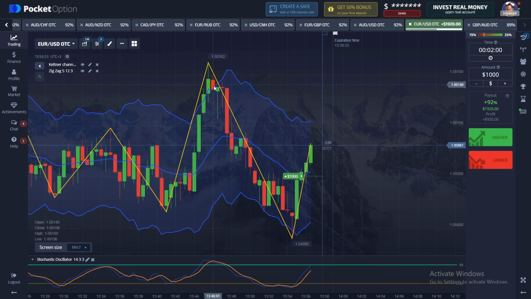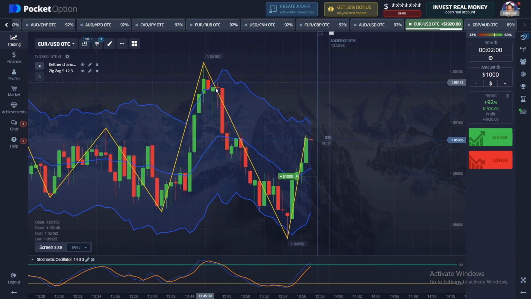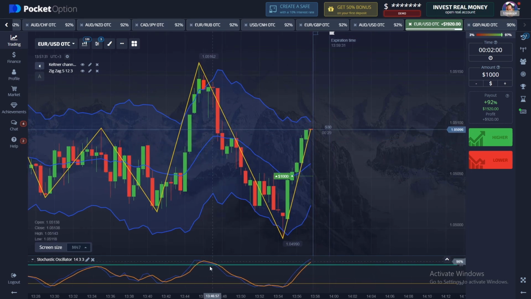For the case of a sell, I'm just going to find another moment to take a selling trade, or lower trade, and understand the essence behind the strategy. You can see here price has managed to close above the Keltner channel, and the zigzag line has managed to touch the top of the green candle, and we see the opposite candlestick has formed. Down below, the stochastic oscillator is in the overbought area, the lines intersect each other and are just going down. Here is the right moment.